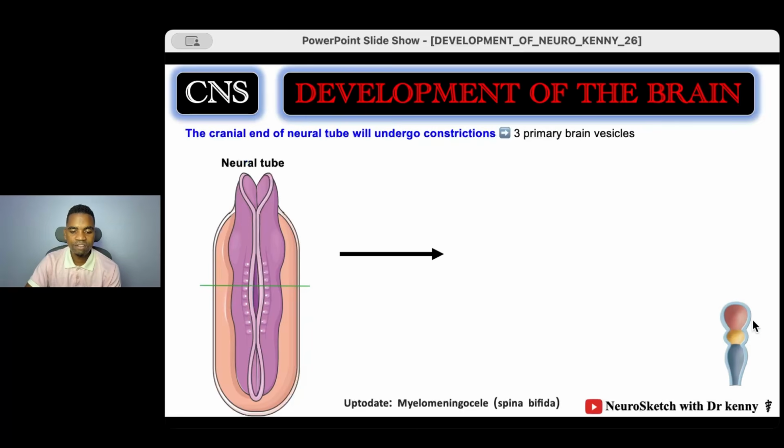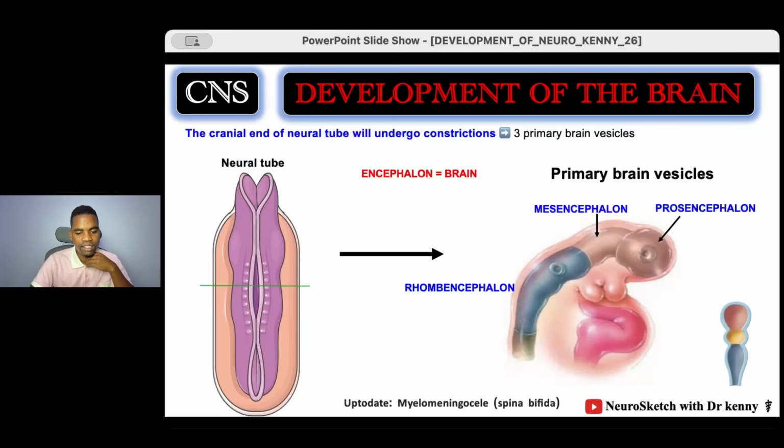As a result, it divides the cranial end of the neural tube into 3 primary vesicles. This is vesicle number 1, number 2, number 3. We have 3 primary vesicles that are coming from the cranial end of the neural tube due to 2 constrictions that are forming these 3 primary vesicles.